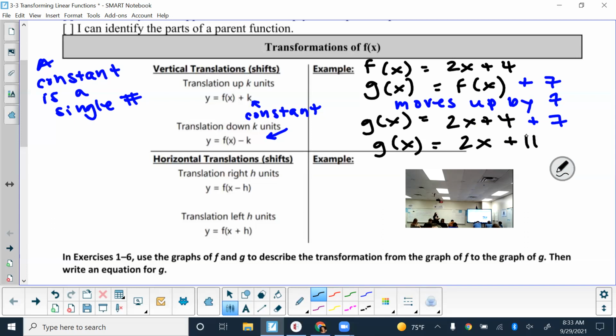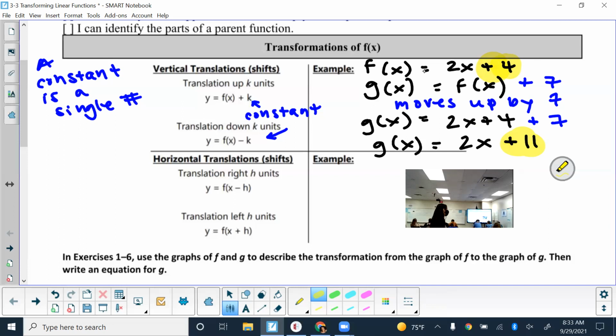So those are like terms. Your constants are always like terms that can be combined. And then notice what changed in the formula. Is the slope still the same? Yes. So what changed? What's that called? It is a constant, but I was looking for the y-intercept. All right, so changing your y-intercept moves your graph up or down, depending on if it's a positive k or a negative k. Does that make sense?